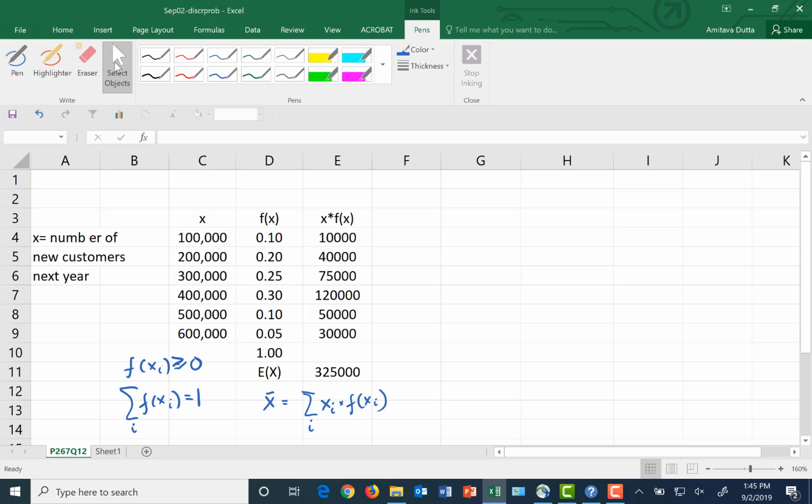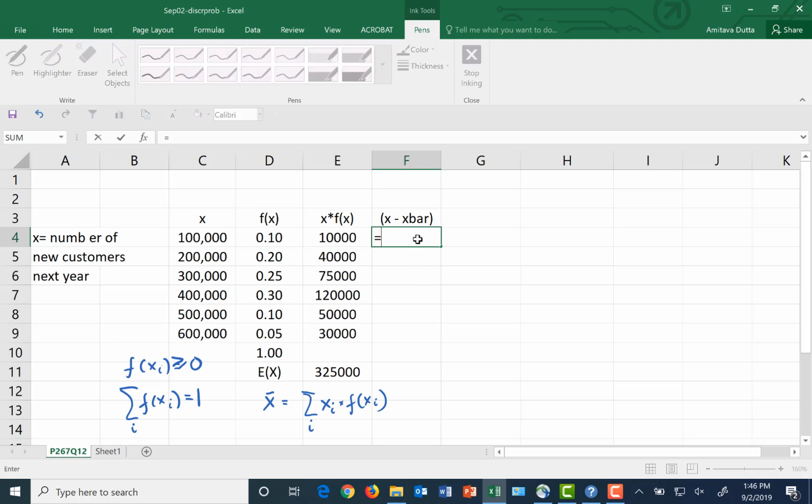Now the question is, how do I compute the standard deviation of this distribution? Remember, the informal definition of a standard deviation is how far on average individual values are from the mean. So the average is your reference point. The first thing we need to do is find out how far each item is from the mean: X minus X bar.